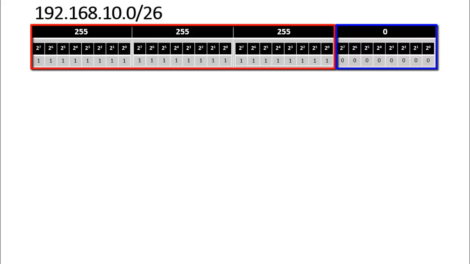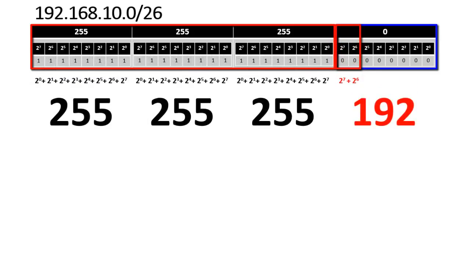Yes, we have to borrow it from the host. So once you borrow the 2 bits from the host, the new subnet mask you will get is 255.255.255.192. Now how do we get this number 192? Because we have borrowed 2 bits from the host, and if you calculate the bits value, which is 2 to the power 7 plus 2 to the power 6, the total number you will get is 192. So this is how you can find the subnet mask.